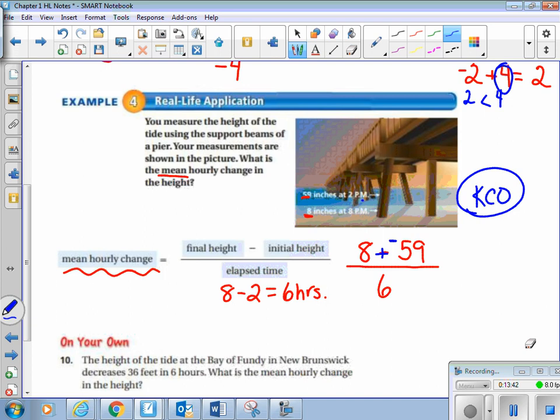So here I can see that my signs are different. I have a positive plus a negative, which means I'm actually going to subtract 59 minus 8, which leaves me with 51. Then check my absolute values. The absolute value of 8 is 8. The absolute value of -59 is 59. Since 59 is greater than 8, I'm going to take the sign of the 59, which I can see here is negative. So my answer is -51 over 6.